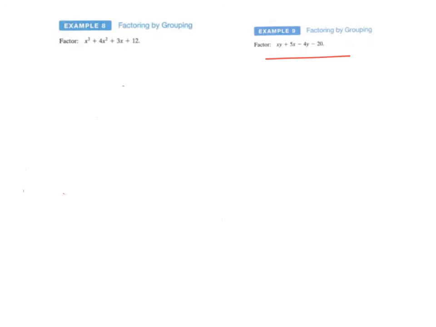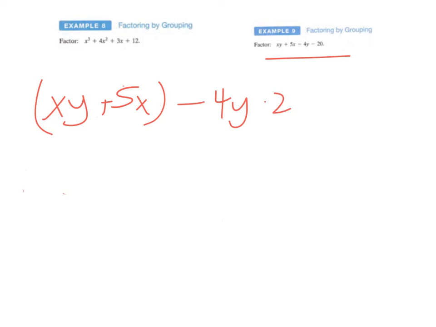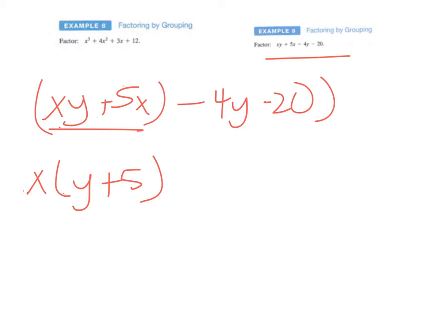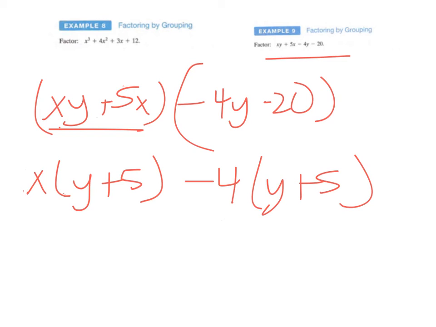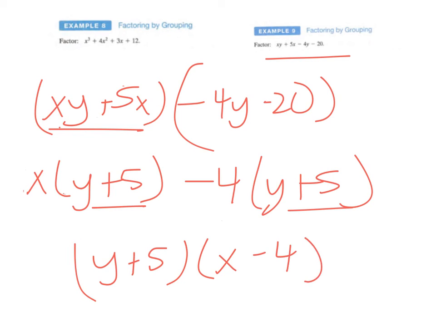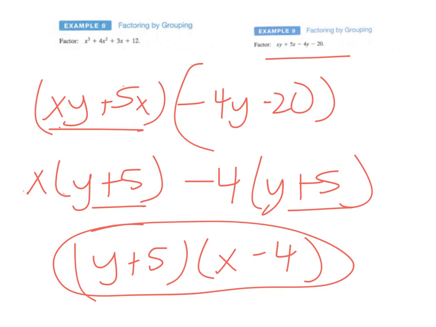I have this expression, nothing is common, so I'm going to group the first 2, and then I'm going to group the second 2. What's common between these 2 is an x, so I'm left with y plus 5 when I factor out the x. And over here, because I have a negative, I'm going to factor that negative 4 out, which leaves me a y plus 5. Notice using the negative, as in the last example, gives me the same thing, which is now my first factor. And then what's left over is the x minus 4. And so my answer then is x plus 5 times x minus 4.